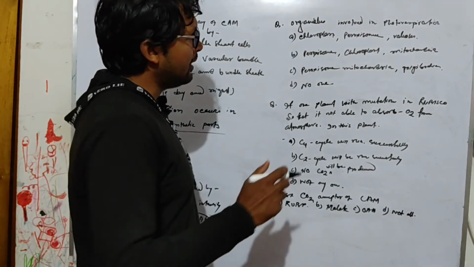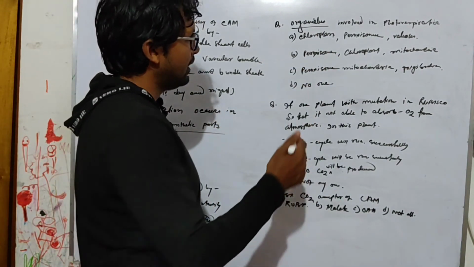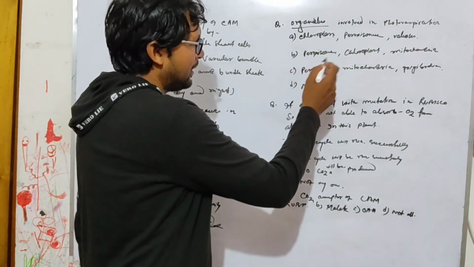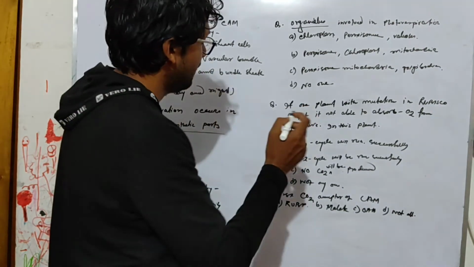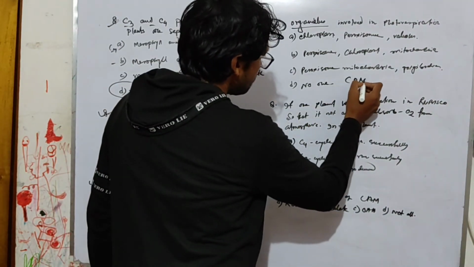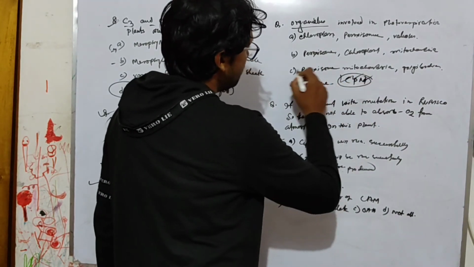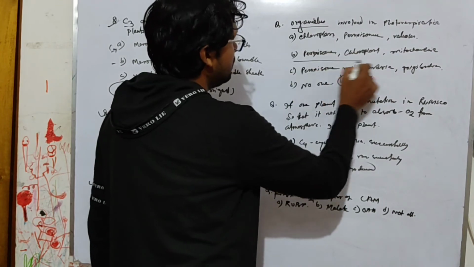Now, which cell organelles are involved in photorespiration? Chloroplast, peroxisome, and vacuoles? No. You have to remember CPM: chloroplast, peroxisome, mitochondria. These are present sequentially: chloroplast, peroxisome, mitochondria.